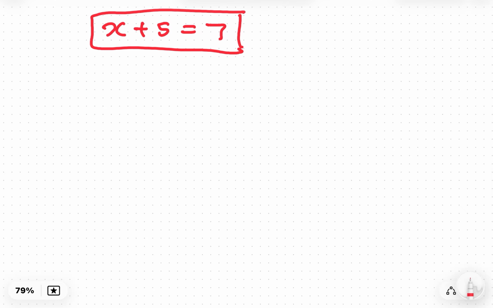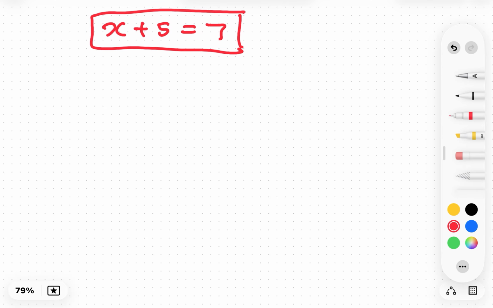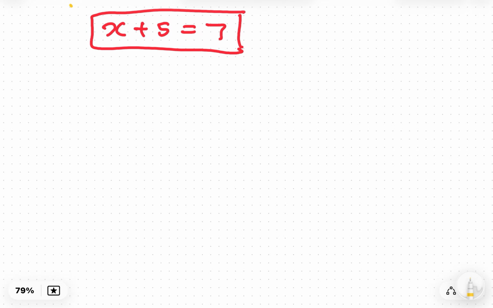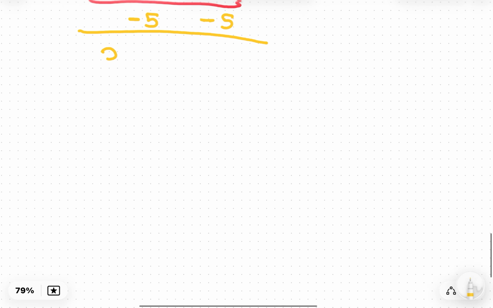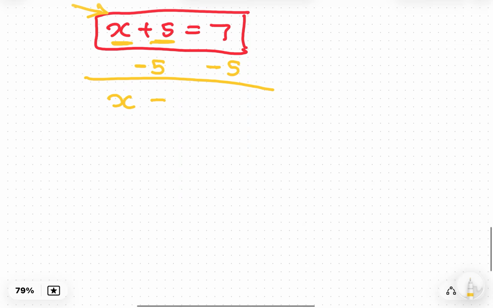Now if we have x plus 5 equals 7, to solve this, first try to detect what operations are already done with the variable side. The left hand side is the variable side. We see x, and the only operation done is that 5 is added to it. Now we will subtract 5 from both sides, and we will get x on the left hand side and 2 on the other side. So x equals 2 is our answer.